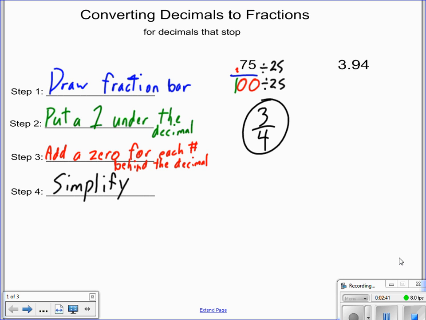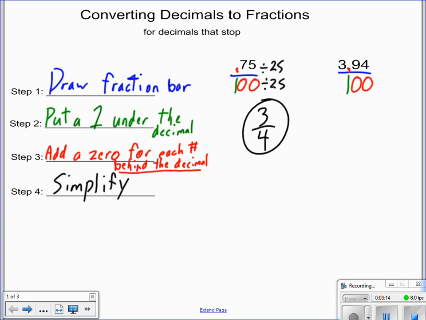Same steps over here. Draw a fraction bar. Put a 1 underneath the decimal. It doesn't matter that we have a number in front. We put a 0 for each number behind the decimal. 2 numbers are behind the decimal, just the 9 and the 4. The 3 is not behind the decimal, so I don't put a 0 for it. So it becomes, that decimal's no longer there, 394 over 100.